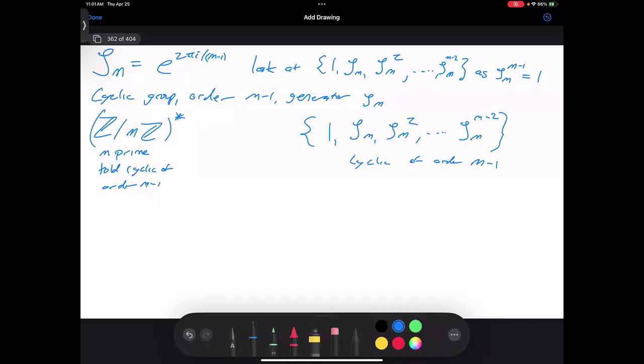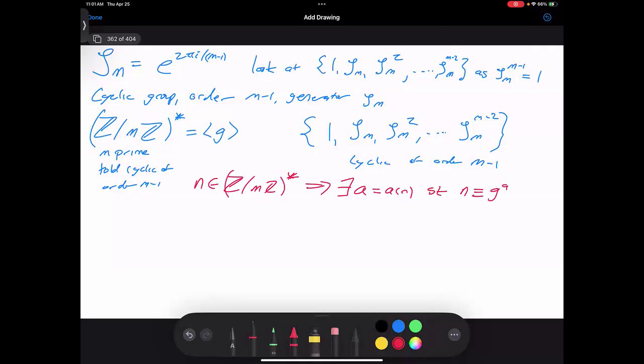We should have an isomorphism between these groups, right? So if this is cyclic, there's got to be some element g that generates it. Okay? So you give me any integer n in Z mod mZ star, then there exists an a, which can be a function of n, such that n is congruent to g to the a mod m. Because everything has to be a power of our generator.